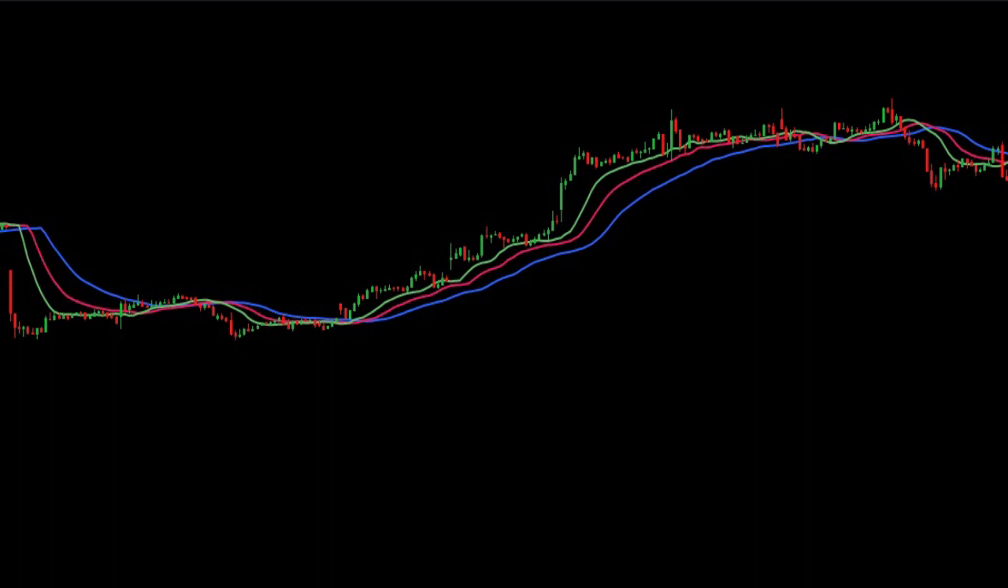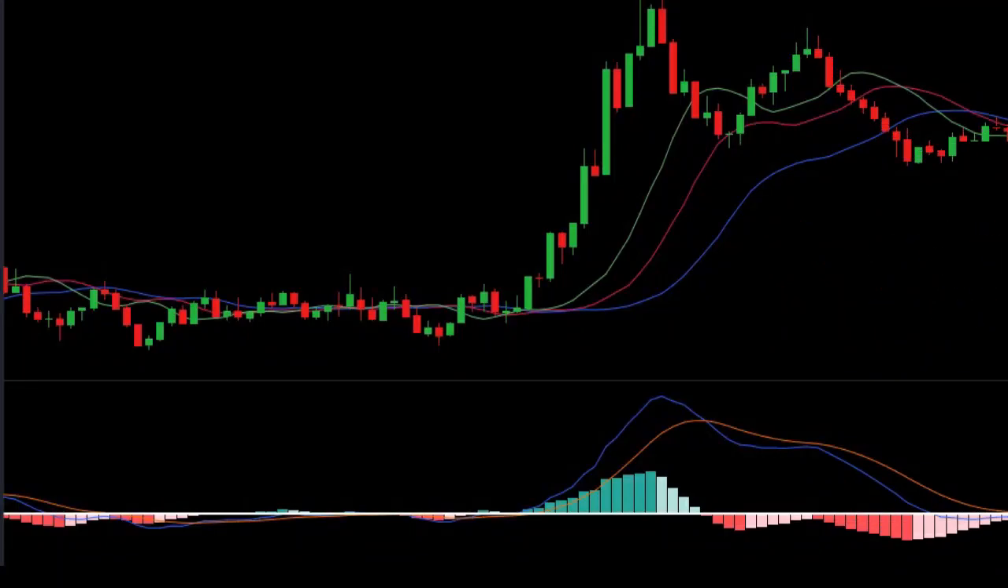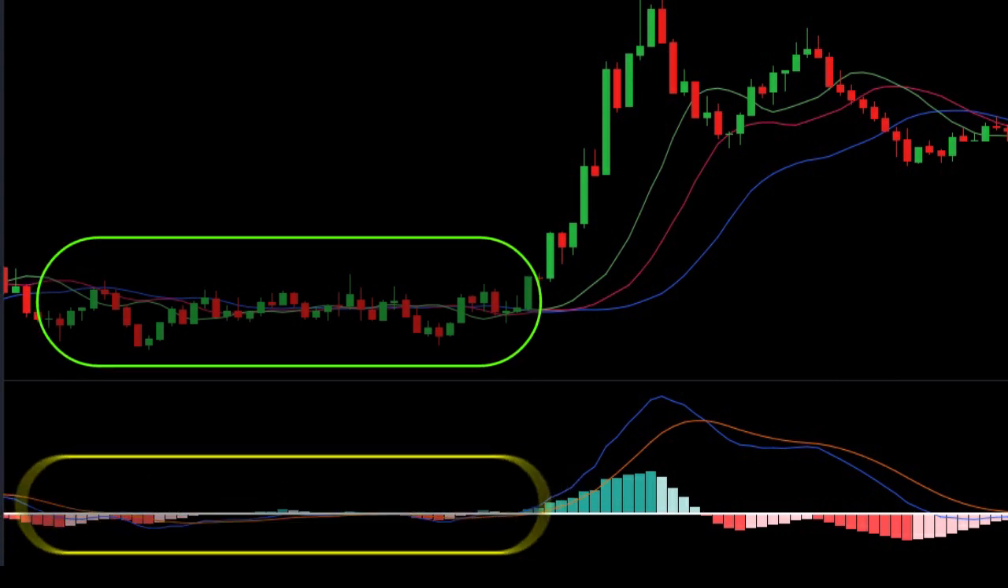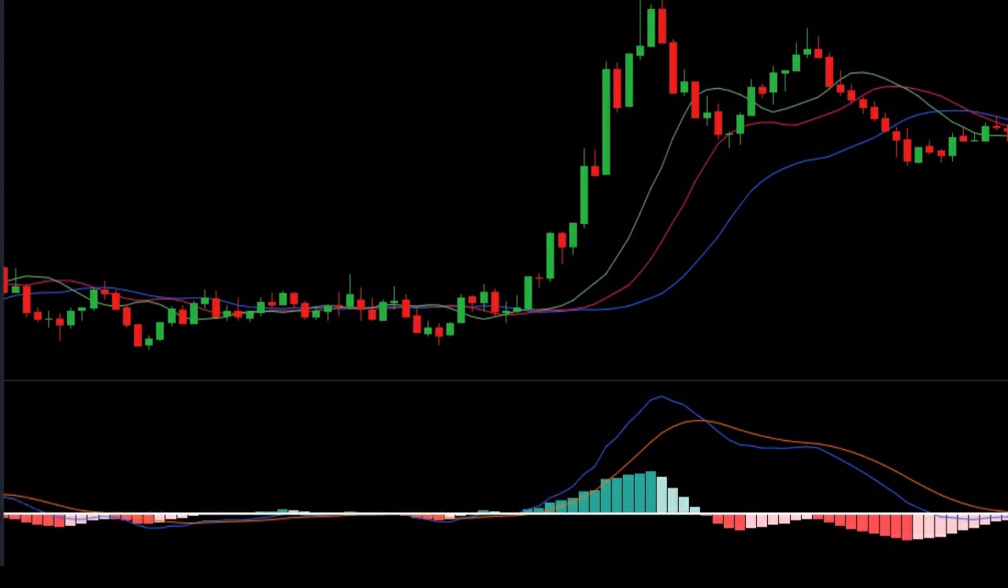But this strategy can become even better if we put one more indicator along with it. So, we will add MACD along with it to make our trades more accurate. As you can see, we have added the MACD indicator to the chart. Now we will find buy and sell trades with the help of two indicators. Now look at this chart. As you can see, the alligator is sleeping, and in MACD both lines are very close to each other and the zero line as well, so we can expect a big move in either direction.